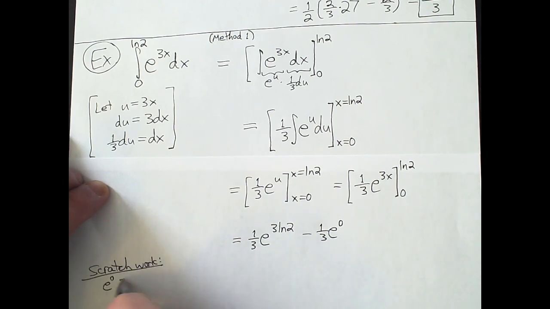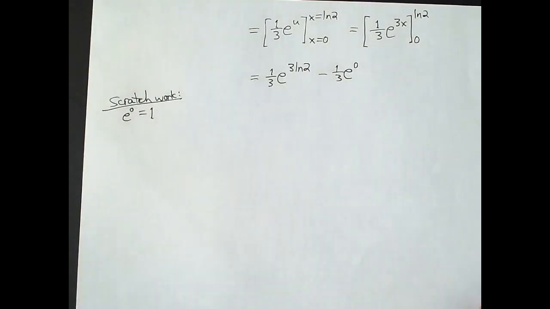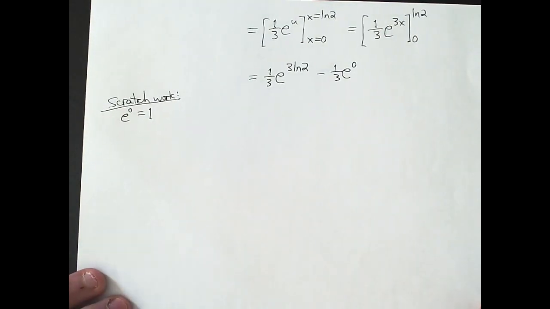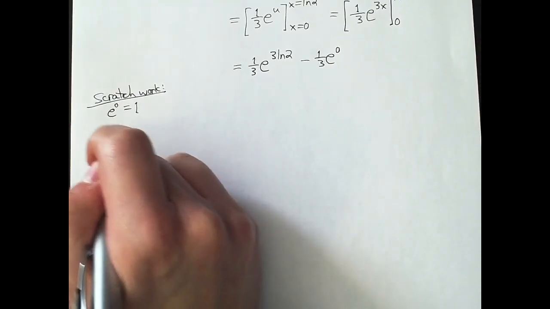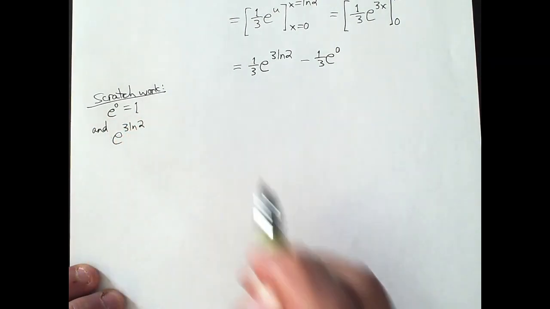All right, e to the 0 is 1. That's not all of the scratch work I wanted to do, but that's part of it. What does the other thing equal? e to the 3 ln 2. What is that going to be?